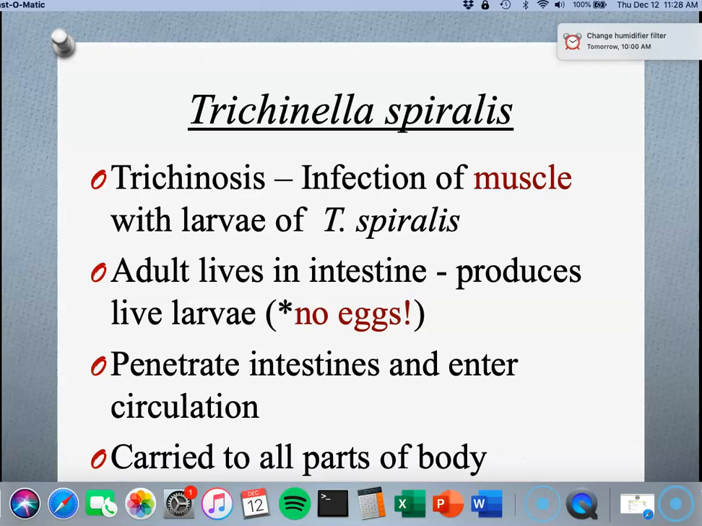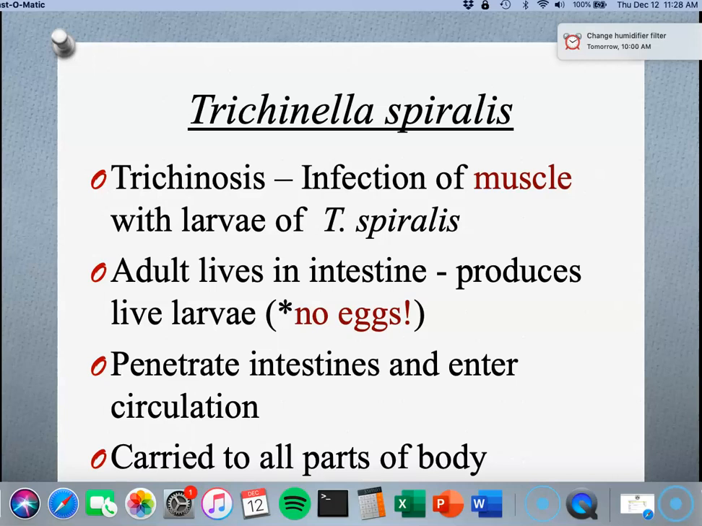And third, it's not categorized as an intestinal roundworm like the other ones were. This is categorized as a tissue roundworm. So trichinosis is the name of being infected with the larva of Trichinella spiralis, and you'll see that it prefers to set up shop in striated muscle tissue.